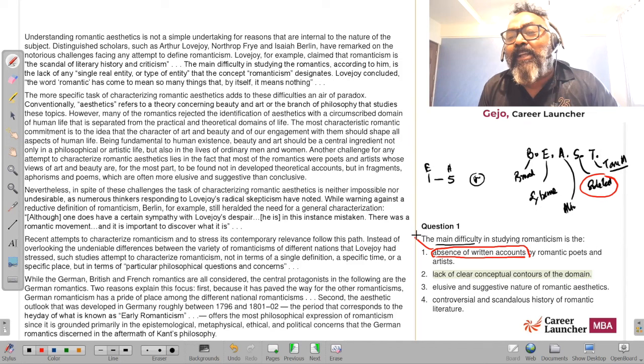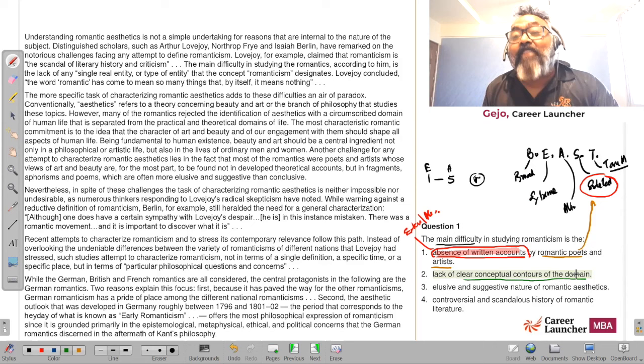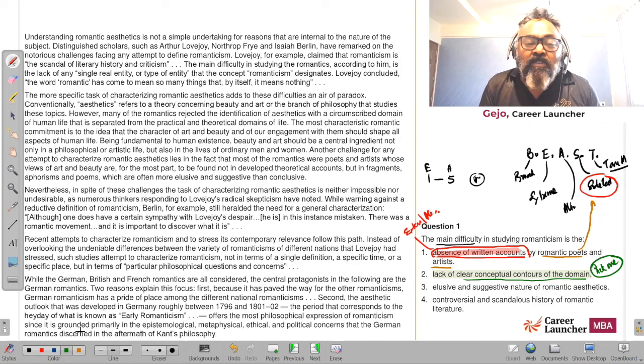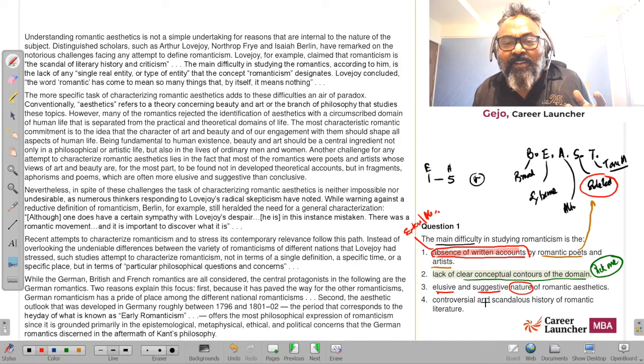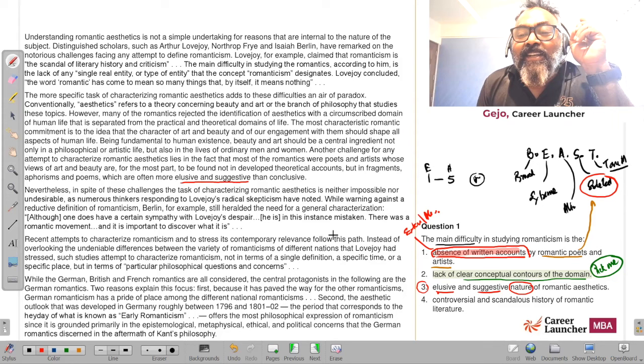I think this is actually alien. Oh, you can take the extreme alien, put whatever you want. And look at this. The romantic poets is mentioned, artists is mentioned. This is trying to sidetrack the answer choice, to try and trap you by adding something that is not even mentioned in the particular passage. Lack of clear conceptual contours of the domain. This makes sense. This is almost like a pick me. That's what the idea is. Elusive and suggestive nature of romantic essays. Look at that. This is like, nature is very elusive and very suggestive. What is it? I can't get a hold of it. I think some of the people might look at this and go, sir, wait a minute. Okay. So this is elusive and suggestive. Absolute sidetrack that is mentioned.